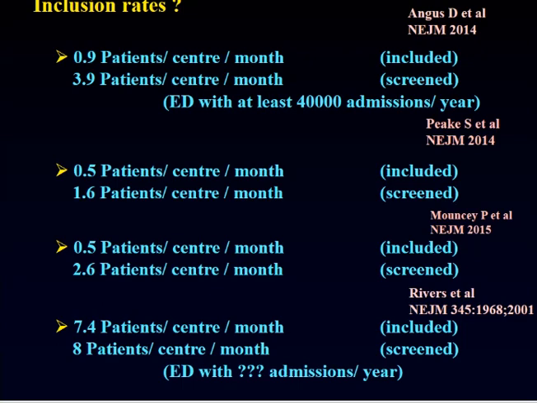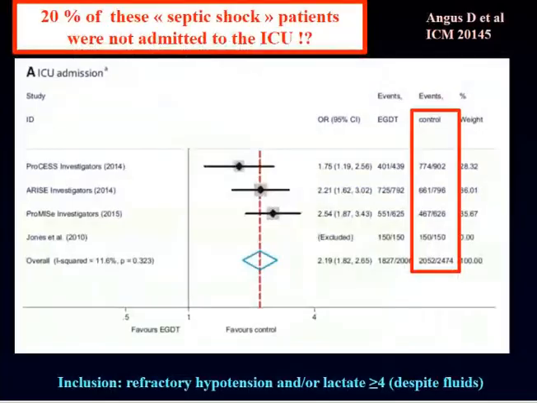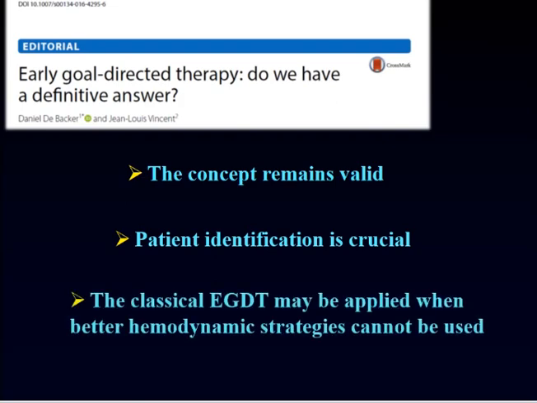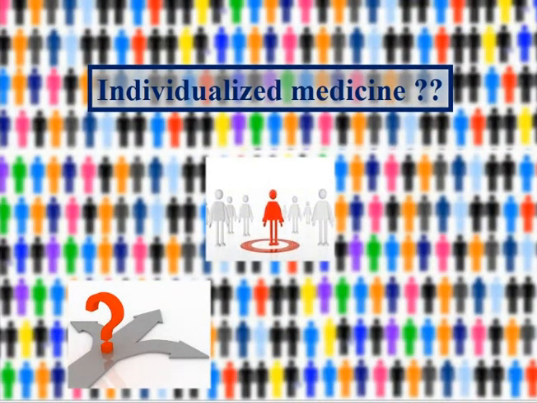If sepsis is a problem for 6 or 12 patients a year in your center, I don't think we need to talk about it. So probably the physiological concept remains valid. Patient identification is crucial. Providing it to everybody is dangerous or nonsense, at least. And we have to do something else. Individualized medicine is probably the way to go.